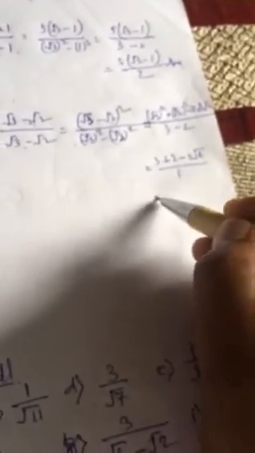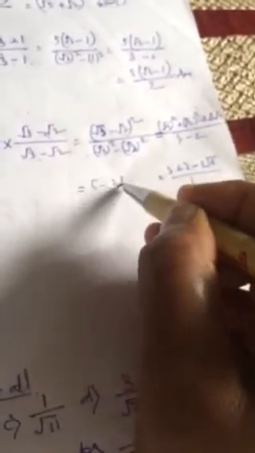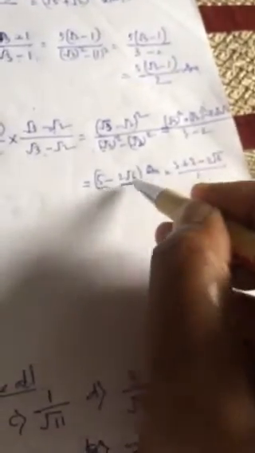Now I will write here. Okay, 3 plus 2 is 5, 5 minus 2 root 6. This is the answer. You cannot subtract these two because one is a surd and one is a whole number. These two cannot be subtracted. Okay, now one more example I am doing here.